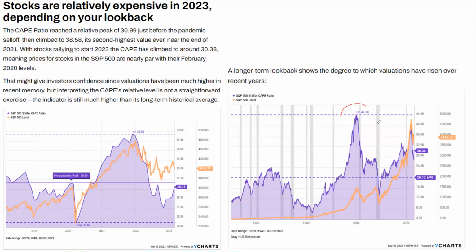You can take a look at the dot-com bubble. We were all the way up at 44.20, absolutely crazy, and that's right around 2000. You can see it predicted that market crash. Same thing over here, really elevated levels, and then we got a big move down.